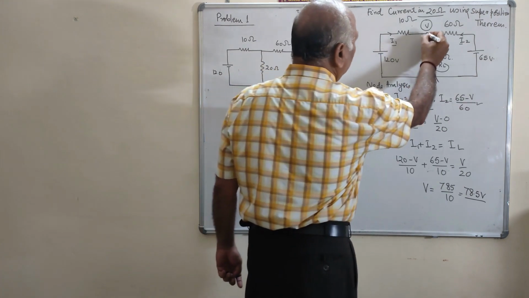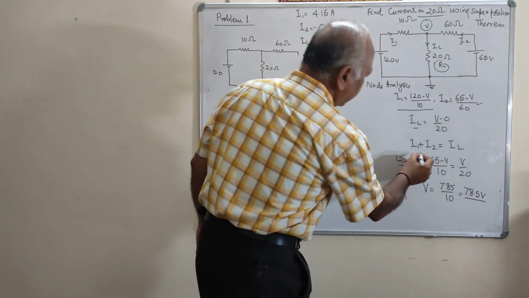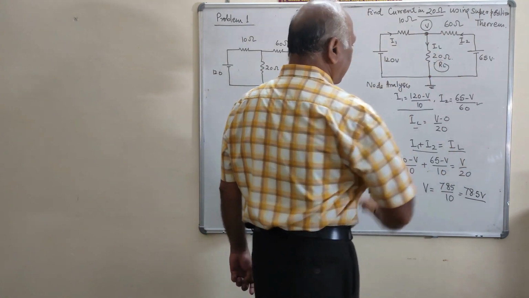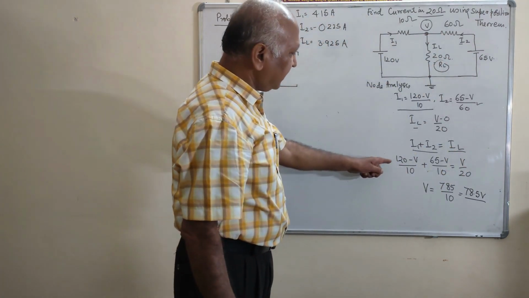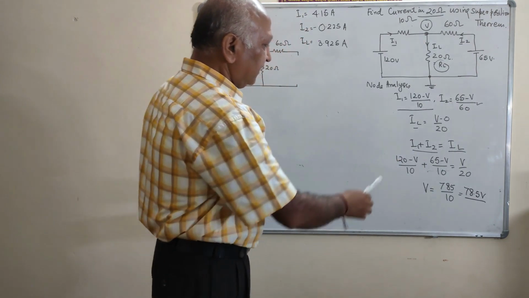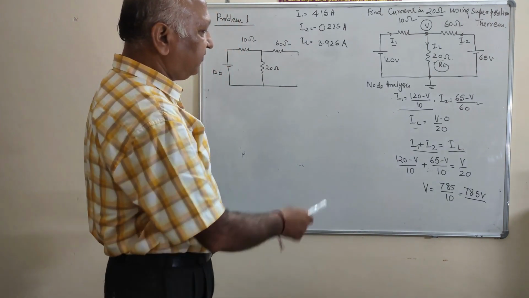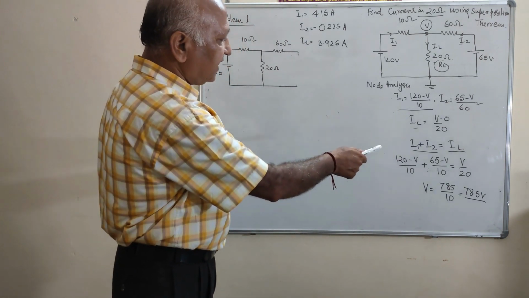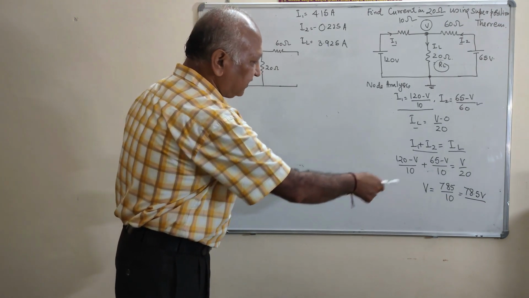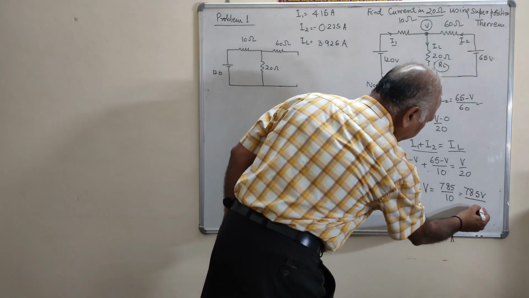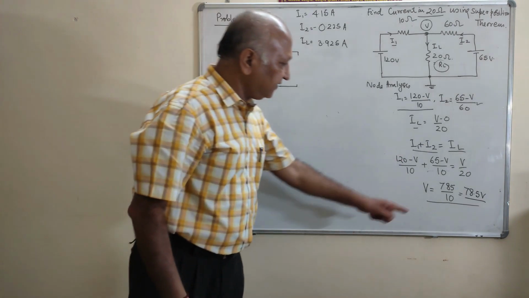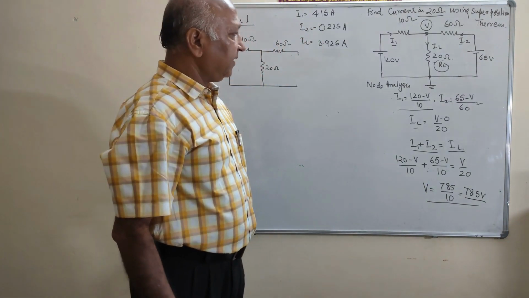Clear? At this node we apply KCL. Then the incoming current is equal to the outgoing current. That is, at this node we applied KCL: 120 minus V upon 10, which is the value of I1, plus 65 minus V upon 60, which is the value of I2, equals V upon 20, which is the value of IL. Clear? After solving this, we get the value of V, which is equal to 785 upon 10, that is 78.5 V.